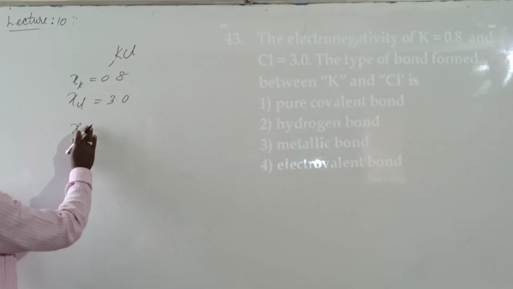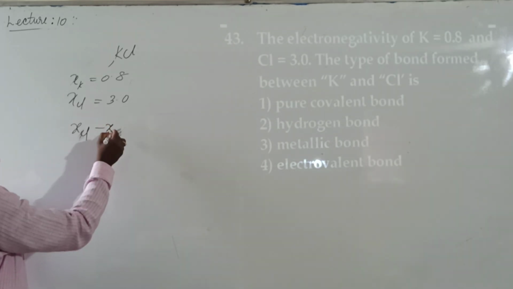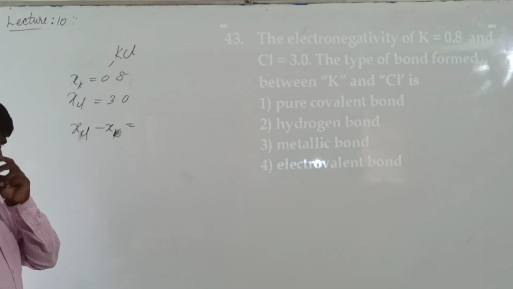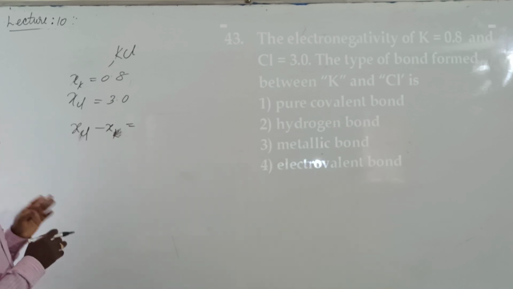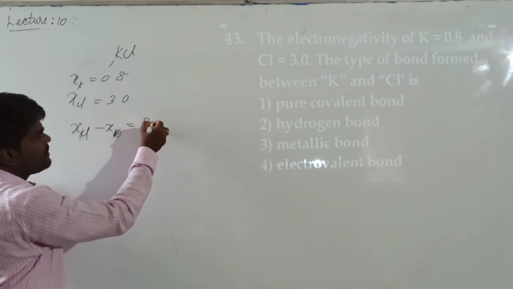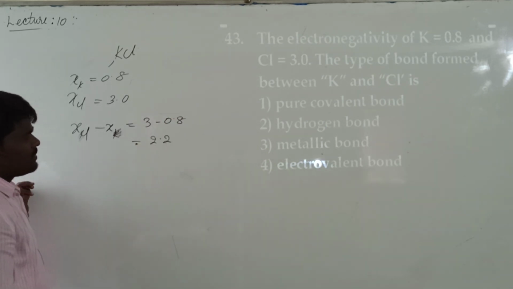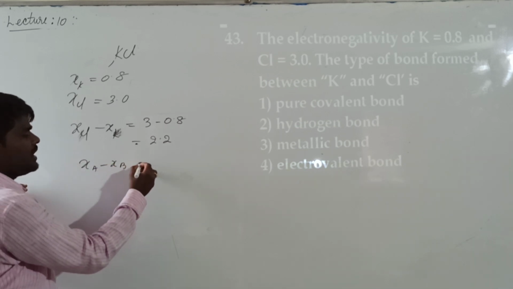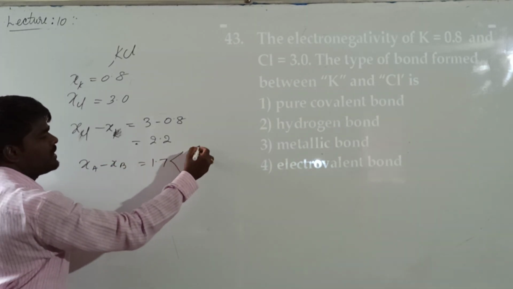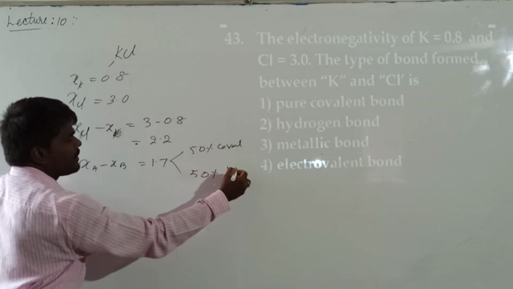Here you have to take the electronegativity of chlorine minus the electronegativity of potassium. How much is it? 3 minus 0.8. How much does it come to? 2.2. Generally we know that if the electronegativity difference is equal to 1.7, it will be 50% covalent and 50% ionic.